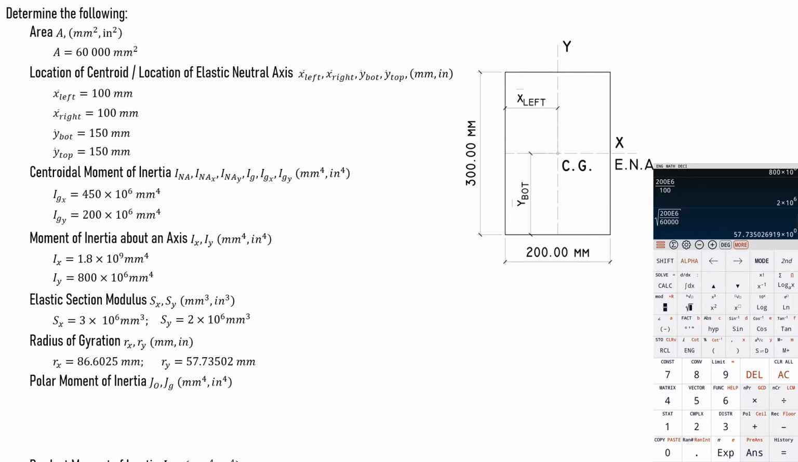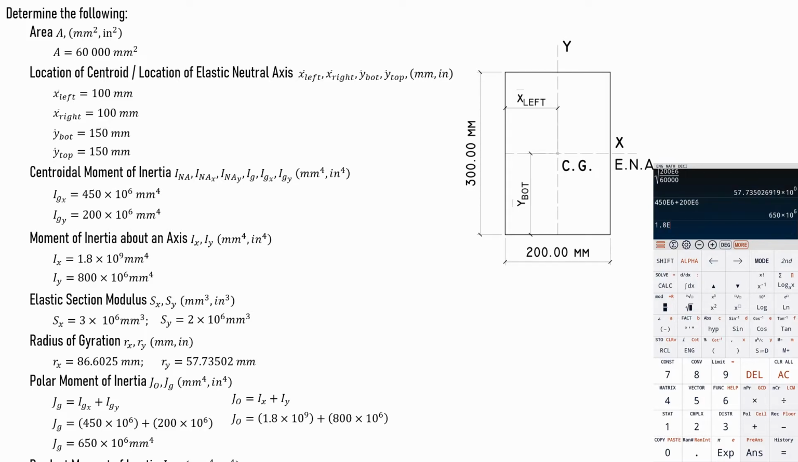So para naman sa polar moment of inertia, so JG, so about the neutral axis, so summation ng mga centroidal moment of inertia. So 450 times 10 raised to 6 plus 200 times 10 raised to 6. So, sagot natin, 650 times 10 raised to 6. Tapos para naman dun sa J sub O, so IX plus IY, so 1.8 times 10 raised to 9 plus 800 times 10 raised to 6. So, J sub O is 2.6 times 10 raised to 9, unit ay millimeter raised to 4.